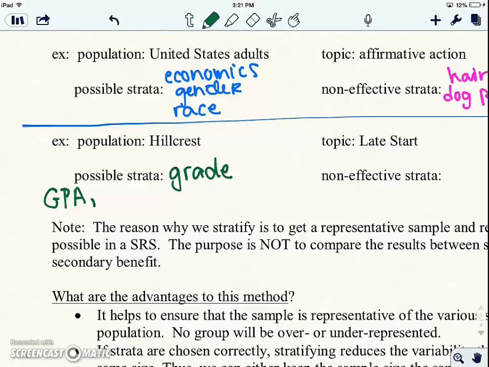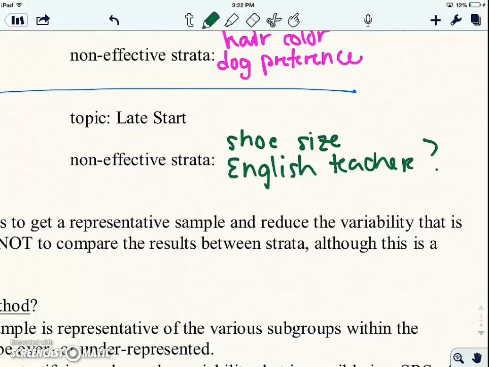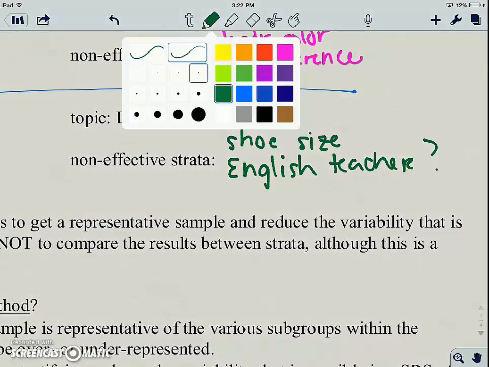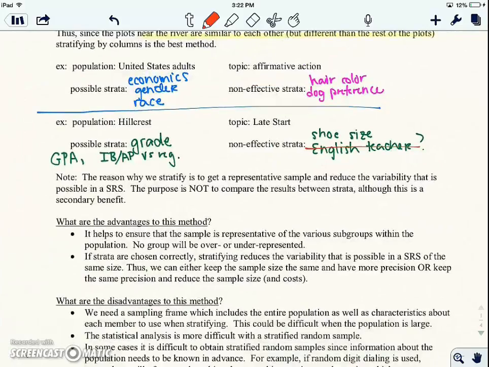You'd have to be careful there, though. Maybe the students with a low GPA like that time to hang out and talk to their friends. I don't know. Maybe if they're IB, AP versus regular students. Again, those kids may have similar answers. A non-effective strata could be shoe size. What about English teacher? Some people say that may not affect it, but actually you have to be careful. It might, because oftentimes kids that are all on the honors track have the same English teacher and vice versa. So you really have to look at the nuances between the things.